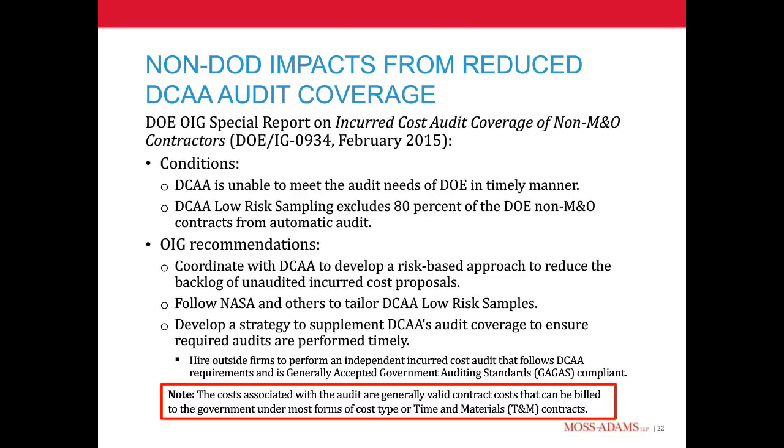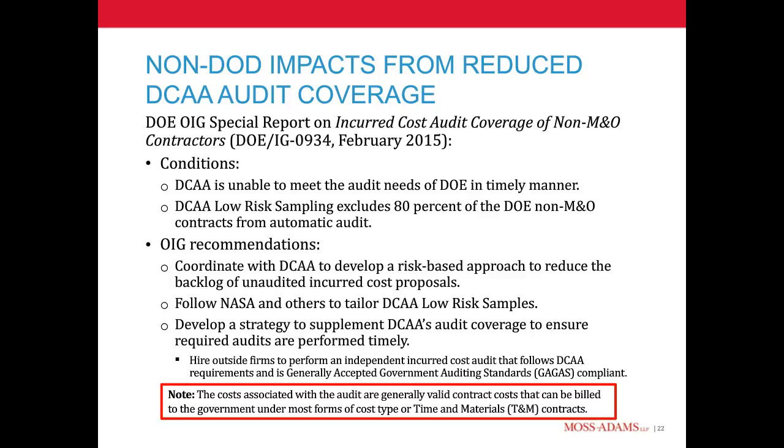Next, we had another report by the IG. This focused on the non-M&O contractors, so the smaller contractors under the Department of Energy. This was in 2015, so we had about 1.5 years of DCAA's low-risk sampling. Basically, they found out that DCAA could not meet any of the needs for the Department of Energy in a timely manner, basically a large incurred cost backlog. And the low-risk sampling excluded 80% of the energy non-M&O contracts from an automatic audit. So they only had 20% coverage of those contracts.